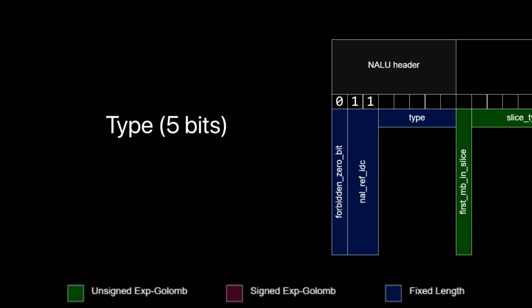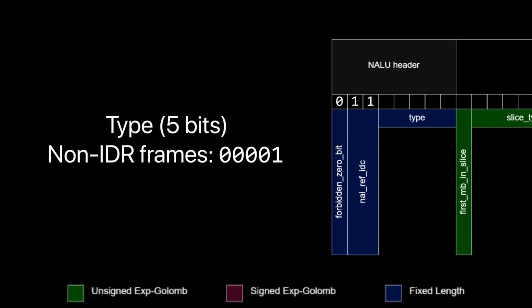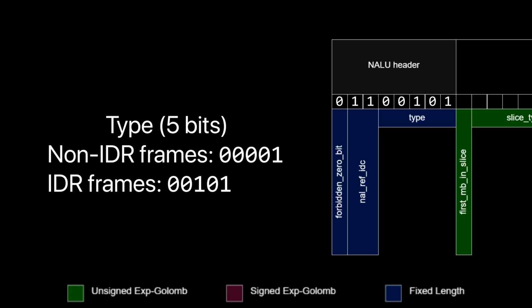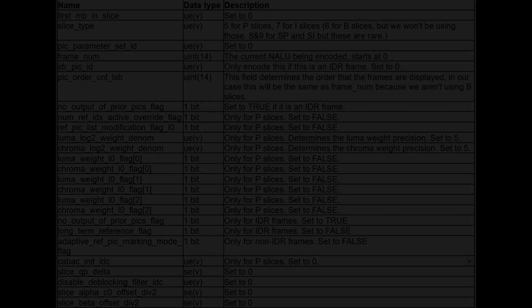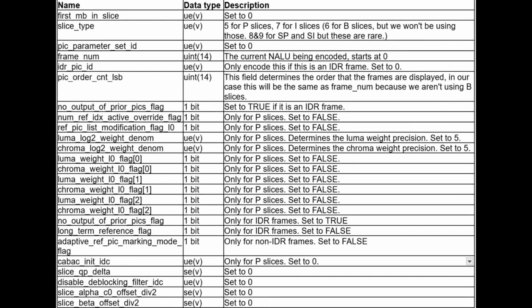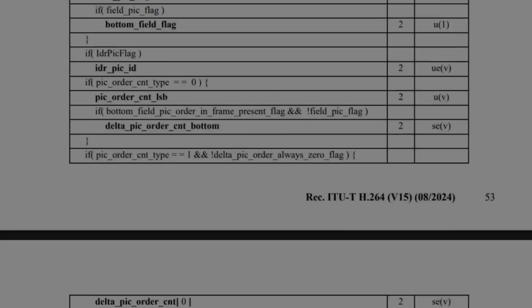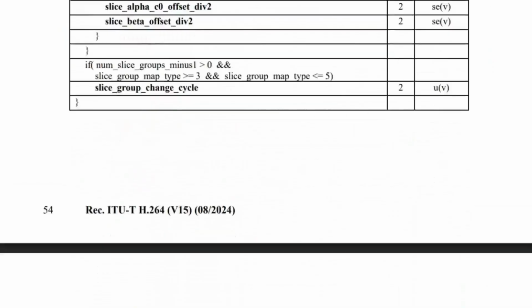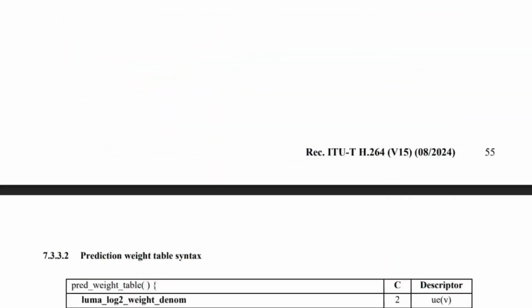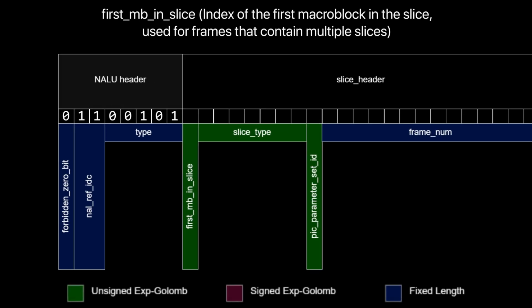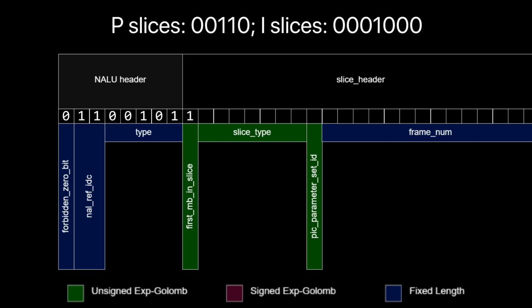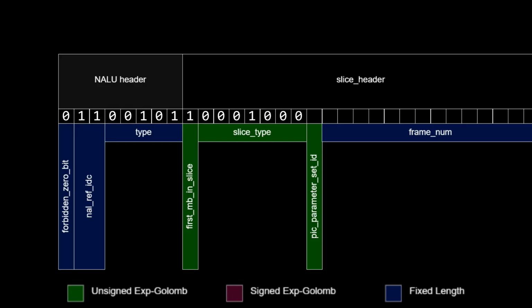Finally, we'll write 5 bits, 00001 for non-IDR frames, and 00101 for IDR frames. Next, we'll use the following most commonly used fields for our slice header. The full slice header is defined in section 7.3.3 of the H264 specs. We'll set first macroblock in slice to 0. Our slice type will be 5 for P slices and 7 for I slices. Our picture parameter set ID will be 0.